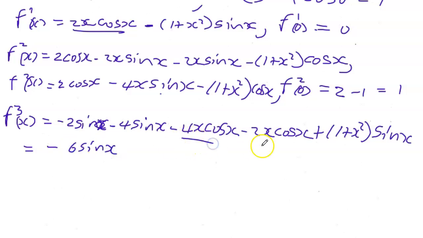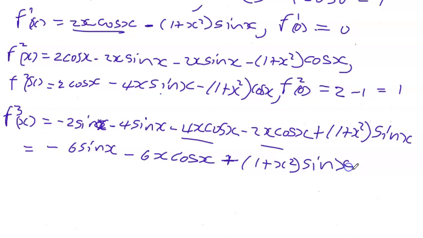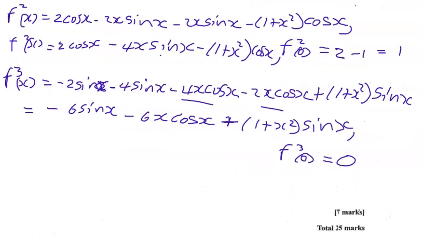This is that group with that. That's negative 6x cos x plus 1 plus x squared sin x. And then I can evaluate at 0. Sin 0 is 0. x is 0, so this part will also be 0. Sin 0, 0. So all of this will be 0. Notice every other derivative will get 0 when we evaluate at 0.